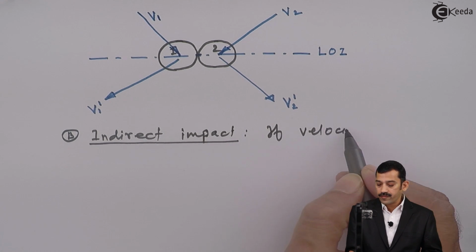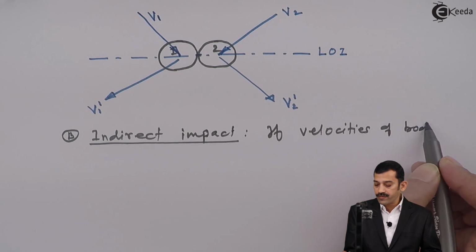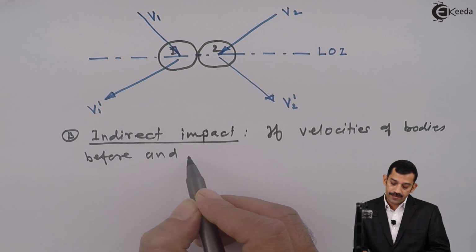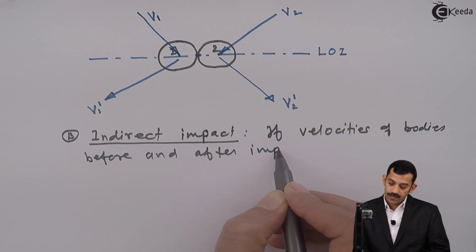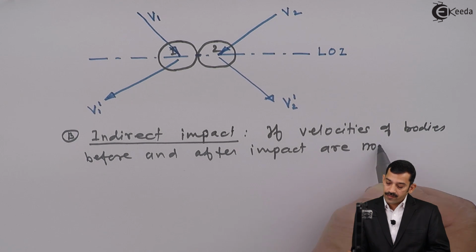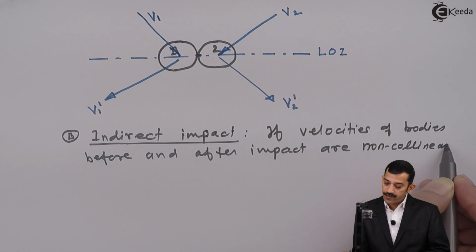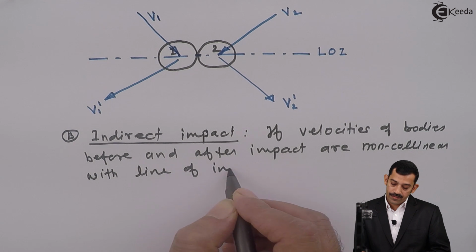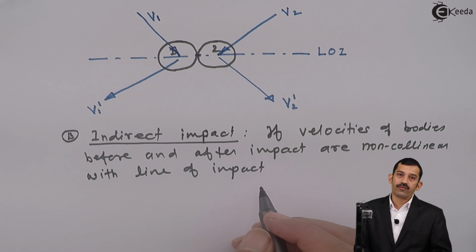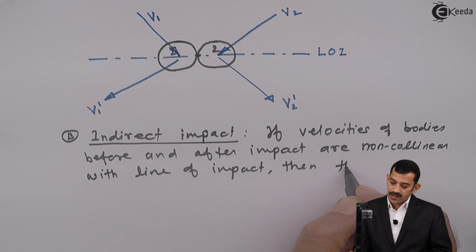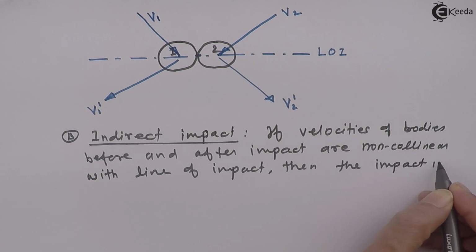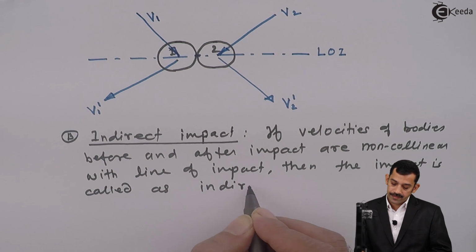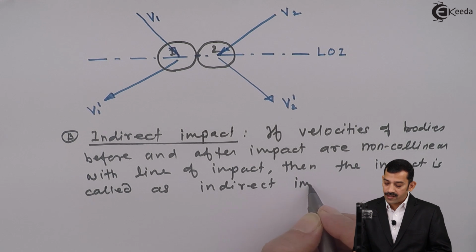Which type of impact is called indirect impact? If velocities of bodies before and after impact are non-collinear with line of impact, then the impact is called indirect impact.